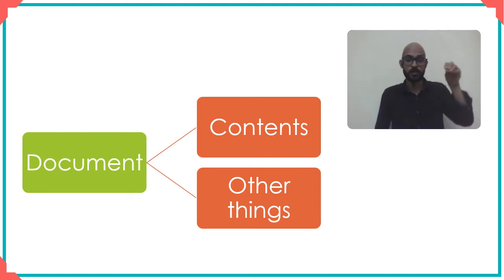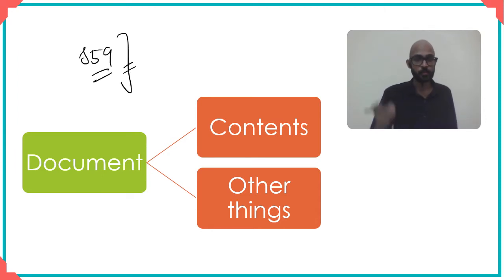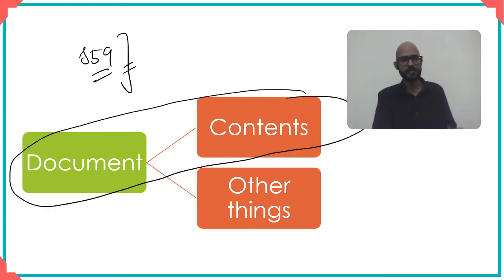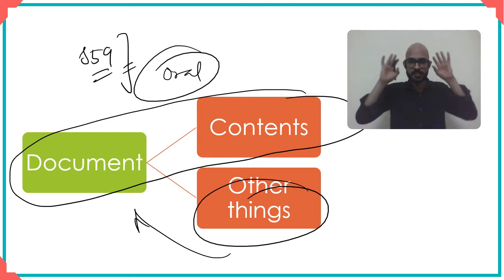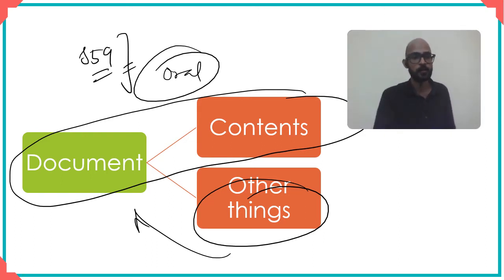The first, the contents of the document, the material that is actually in the document. And then there are other aspects and attributes of the document, and these two things are quite distinct. For example, section 59, which basically talks about oral evidence, says that oral evidence can be given for everything except the contents of a document, which means that oral evidence can be given for other aspects of a document. So it's important to have this distinction clear in your head.